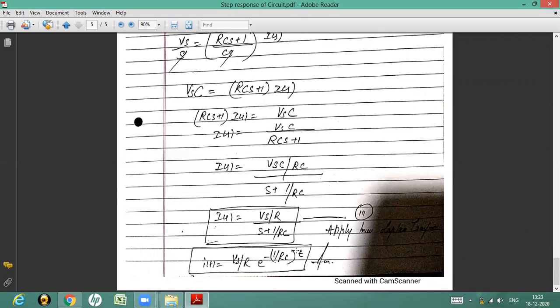So what will happen in case of a series RC circuit? The current flowing through the circuit is given by Vs by R, that is the voltage across the circuit divided by the resistor, into e raised to the power minus 1 by RC into t. I hope you can understand both these derivations, the step response of the series RL circuit and the step response of the series RC circuit.